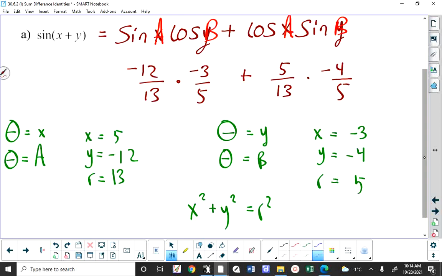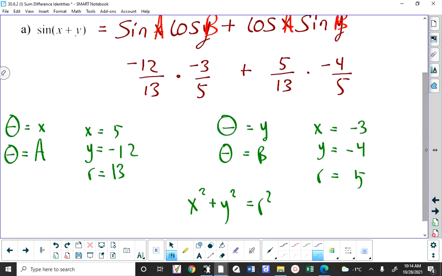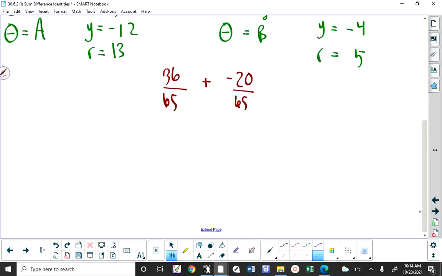And then we can clean that up. When you multiply these first two fractions, you get 36 over 65. When you multiply these two fractions, multiplying across the top, you get negative 20 over 65. So we can put those together. There's a common denominator of 65. So this is 16/65.